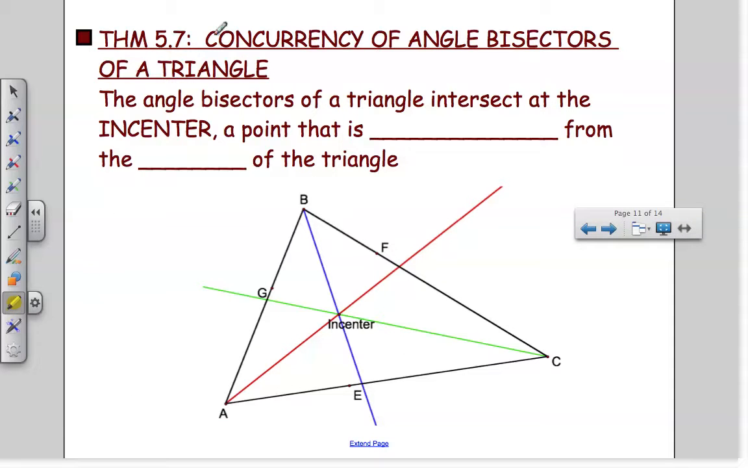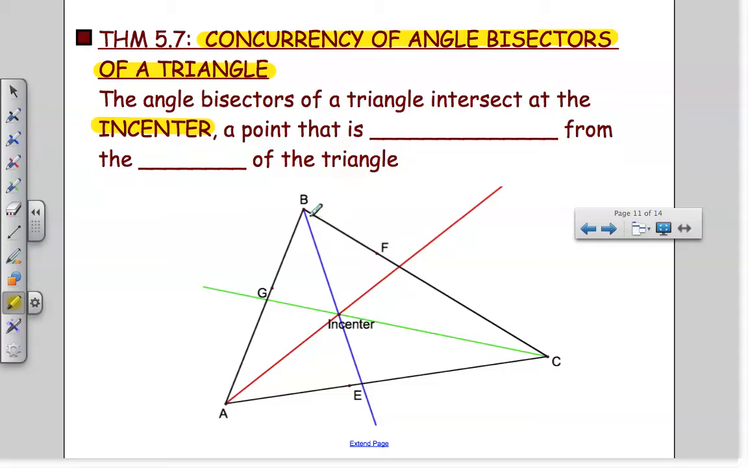And the theorem is here that angle bisectors in a triangle are concurrent, and they intersect at the point, their point of concurrency is called the incenter. That's the point of concurrency of the 3 angle bisectors, a point that is blank from the blank of the triangle. Let's talk about what we already know about angle bisectors.